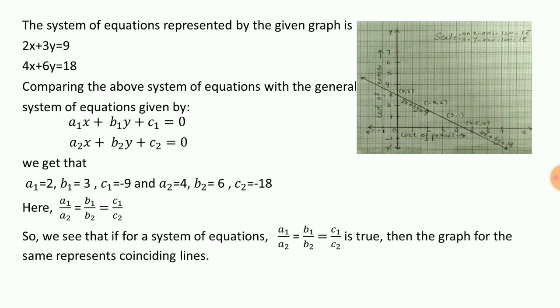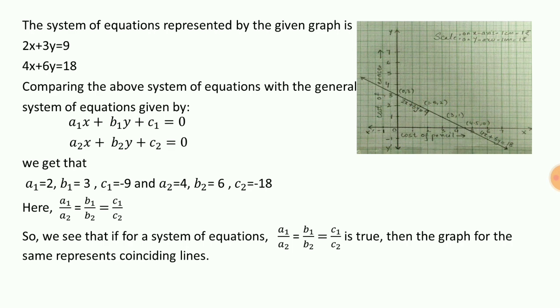It is 2 upon 4, that is 1 upon 2. What about b1 and b2? It is 3 upon 6, again 1 upon 2. c1 upon c2 is minus 9 by minus 18, again 1 upon 2. So here a1 upon a2 equal to b1 upon b2 equal to c1 upon c2. That is, whenever we have two equations for which a1 upon a2 equal to b1 upon b2 equal to c1 upon c2, we will always get two coinciding lines.